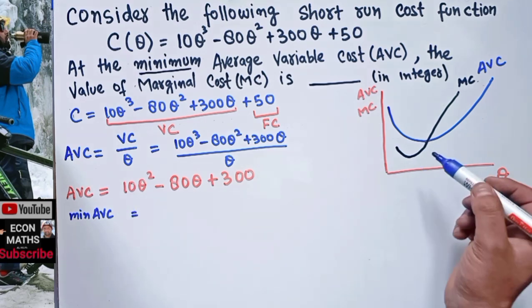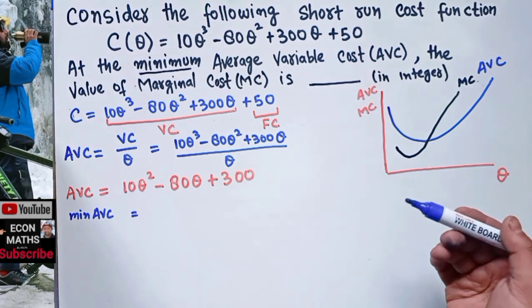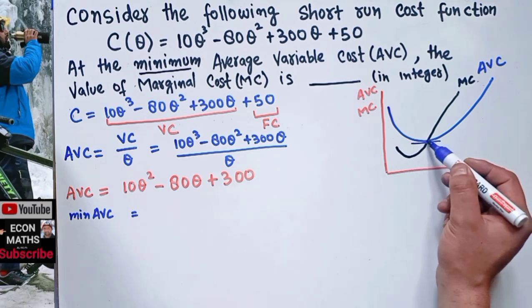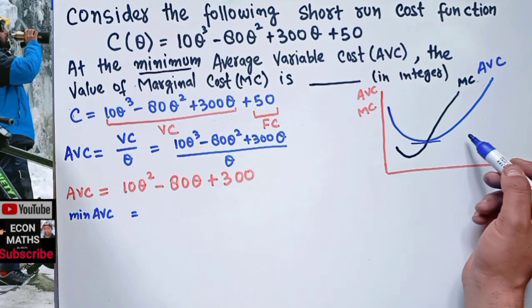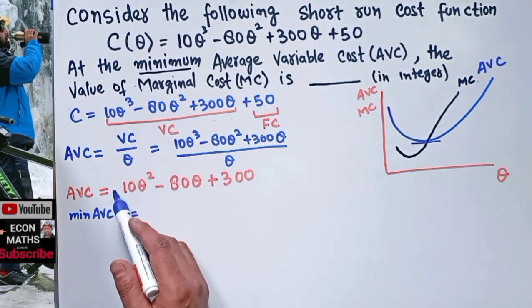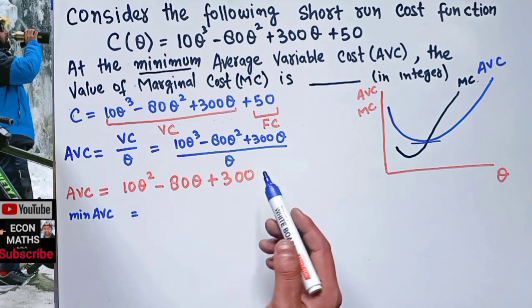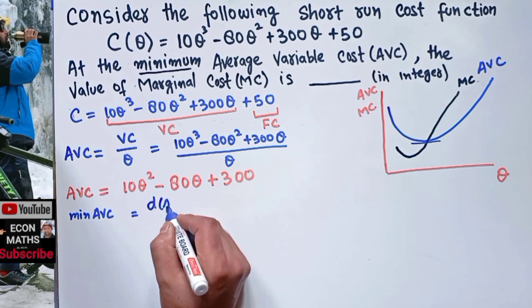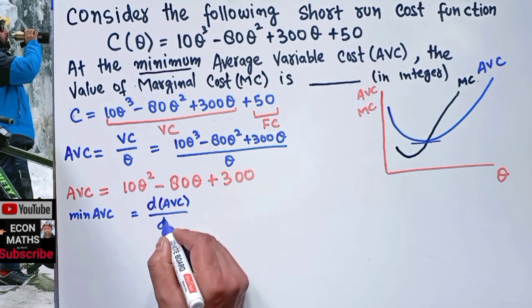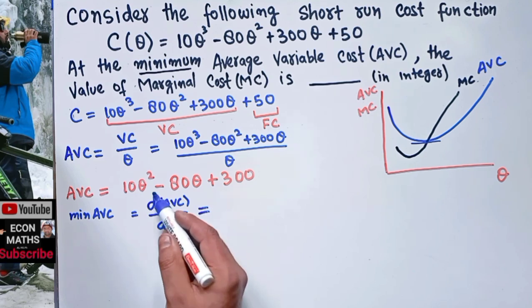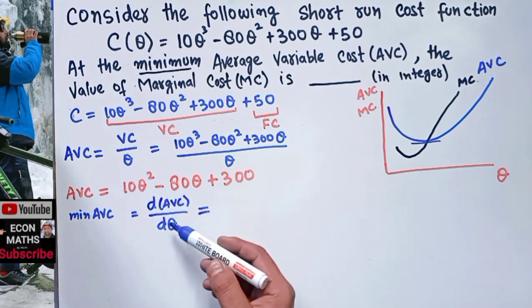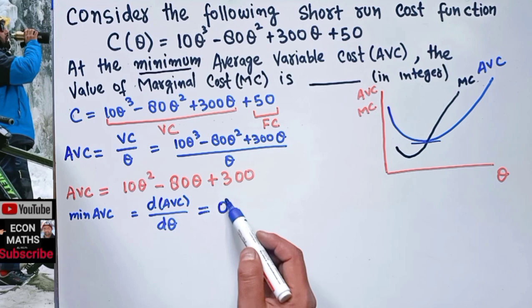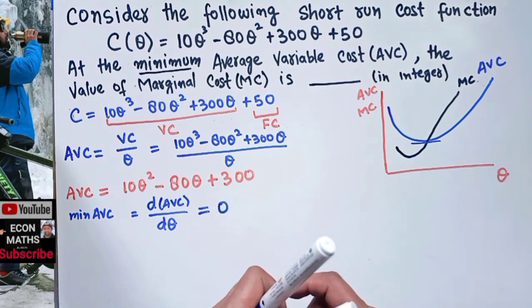What exactly is meant by the minimum of AVC? That means the minimum point will be where the slope is equal to 0. We take the derivative of average variable cost with respect to output and set it equal to 0, that is dAVC/dq. This denotes the slope of average variable cost, and the point where the slope is equal to 0 will give us the minimum point.